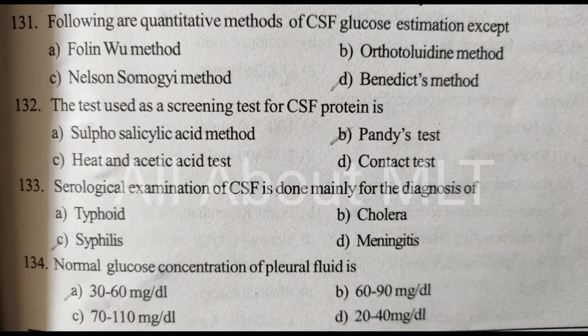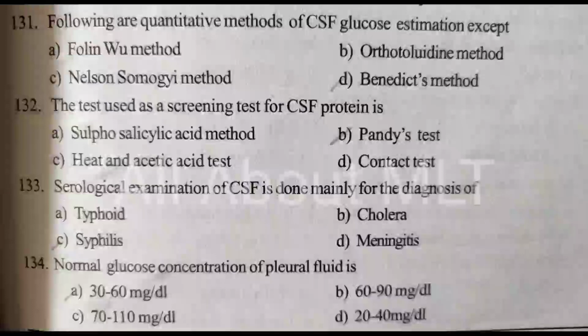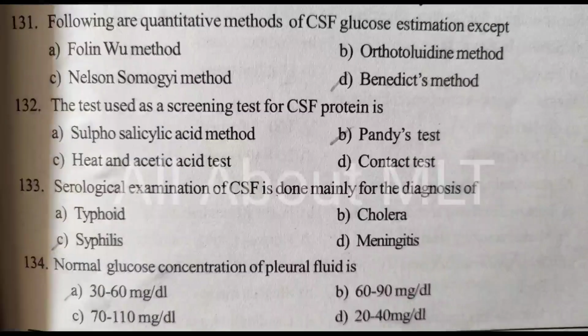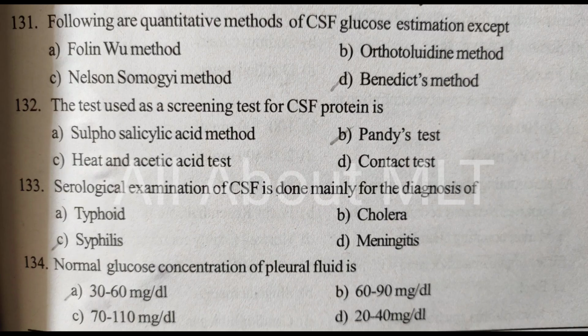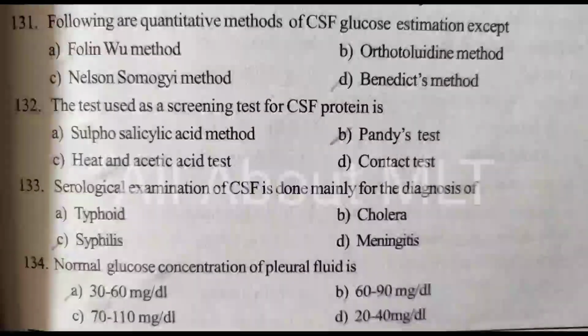Serological examination of CSF is done mainly for the diagnosis of: option A, typhoid; option B, cholera; option C, syphilis; option D, meningitis. And the answer is option C, syphilis. Normal glucose concentration of pleural fluid is: option A, 30 to 60 mg per dl; option B, 60 to 90 mg per dl; option C, 70 to 110 mg per dl; option D, 20 to 40 mg per dl. And the answer is option A, 30 to 60 mg per dl.